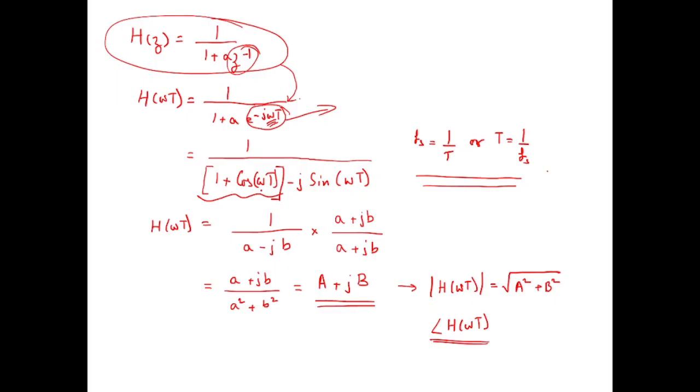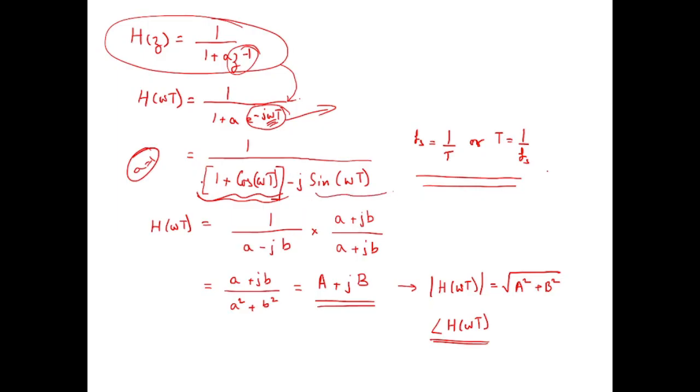So 1 plus cos omega t minus j of sin omega t. Okay, we can write it in this fashion. So here we are considering that a is equal to 1, for the sake of simplicity. So e to the power minus j omega t is cos omega t minus j sin omega t. We will get into this form, and then we will get the real component and the imaginary component.